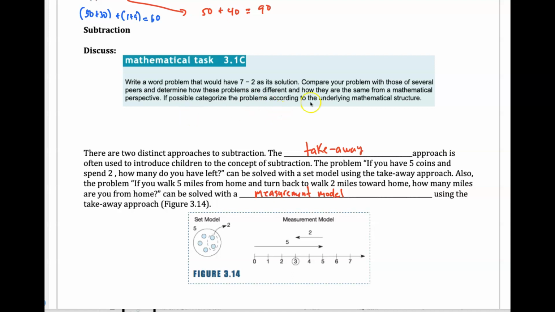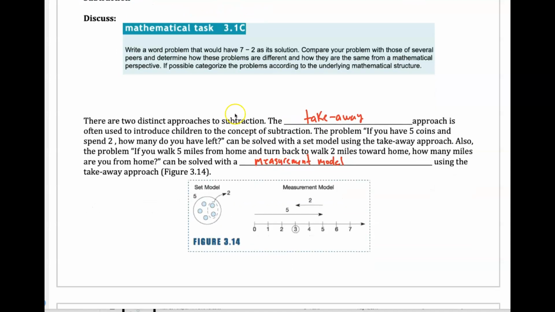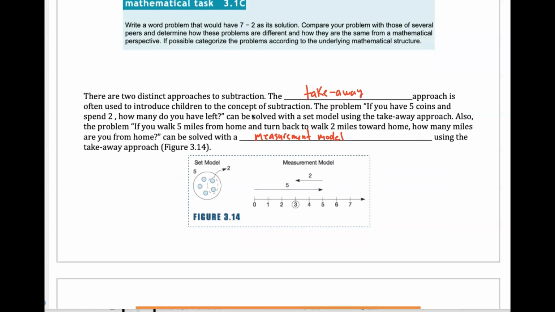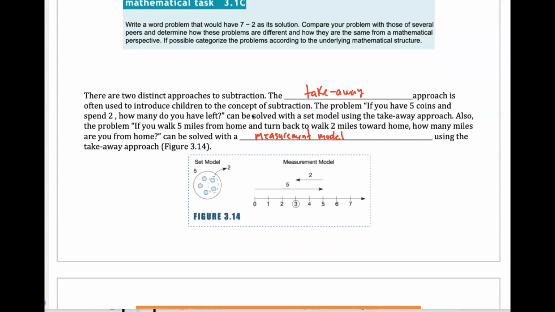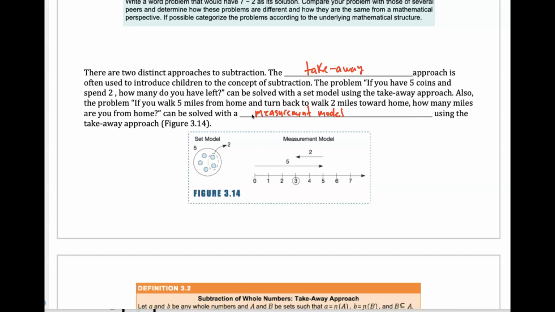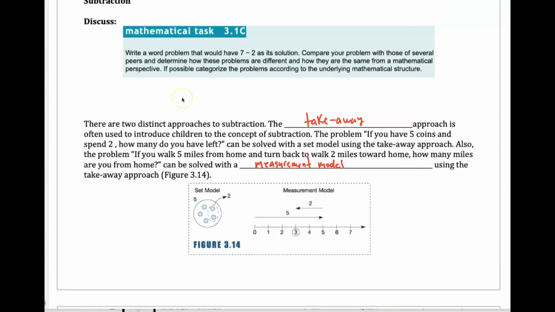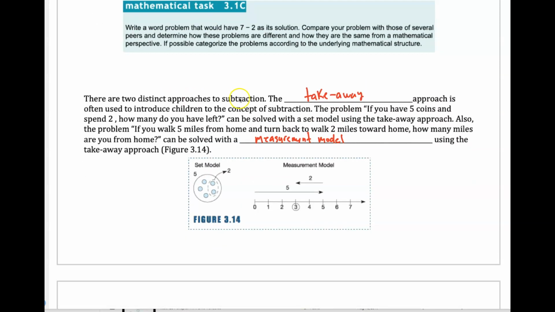Ultimately, your word problems, if you create them and compare them with others, you would be solving them, and how you would go about solving them could take on a couple of different ways depending upon what the word problem is. One way we look at approaches to subtraction is through the takeaway approach, and that's what you're used to from elementary school. The problem, if you have 5 coins and spend 2, how many do you have left, can be solved using what's called the set model and the takeaway approach.